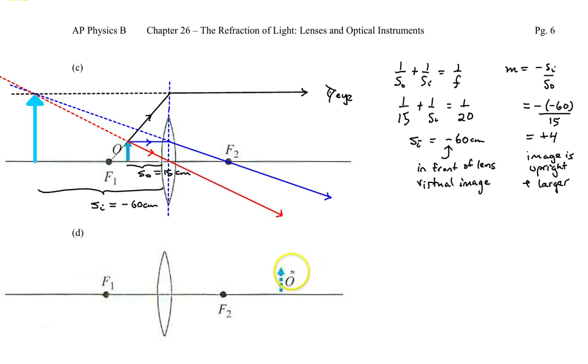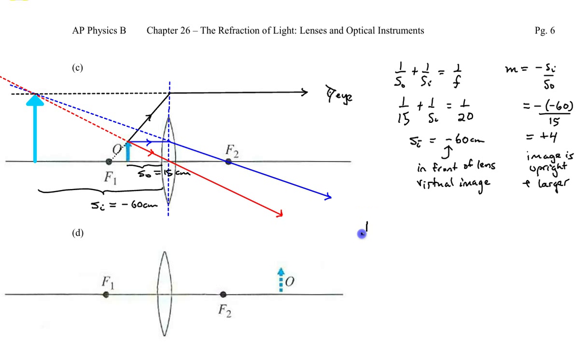This is a bit of an odd example, but we're putting the object on the right side. Now you could consider this object as a real object and draw a ray diagram normally backwards, but we're going to consider this as a virtual object. It's kind of an odd case, but let's take a look at it. I'm going to do the mathematics first, and then we'll figure out where that image is supposed to be.